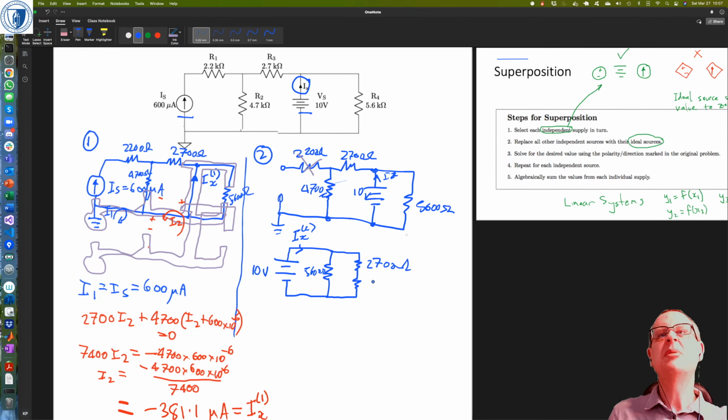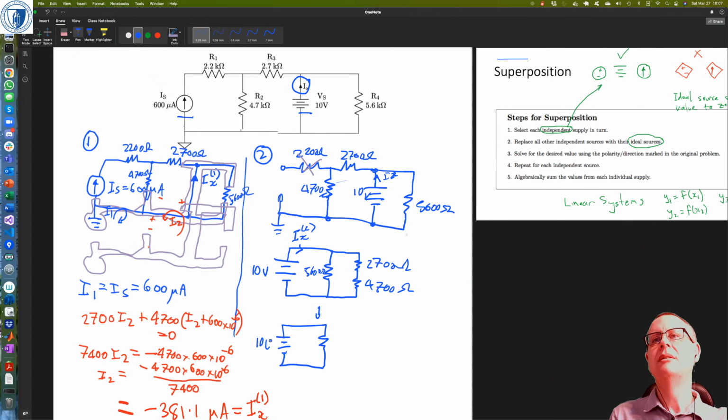Right, so there's the 2700 and there's the 4700 ohm. So now we can just redo that into a single equivalent resistor. So this one we could say R equivalent is equal to 5600 in parallel with 7400, right? 2700 plus 4700. And let's just see what that is.